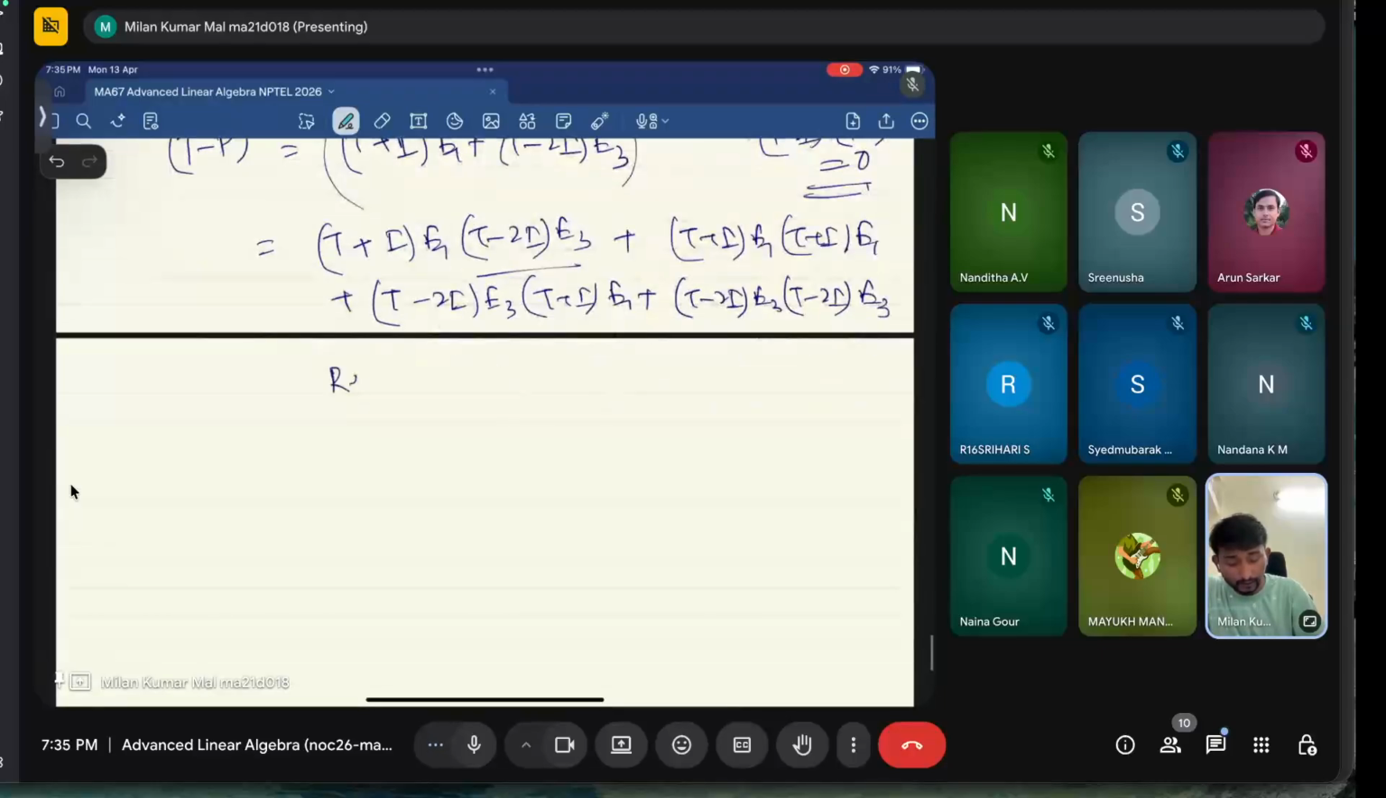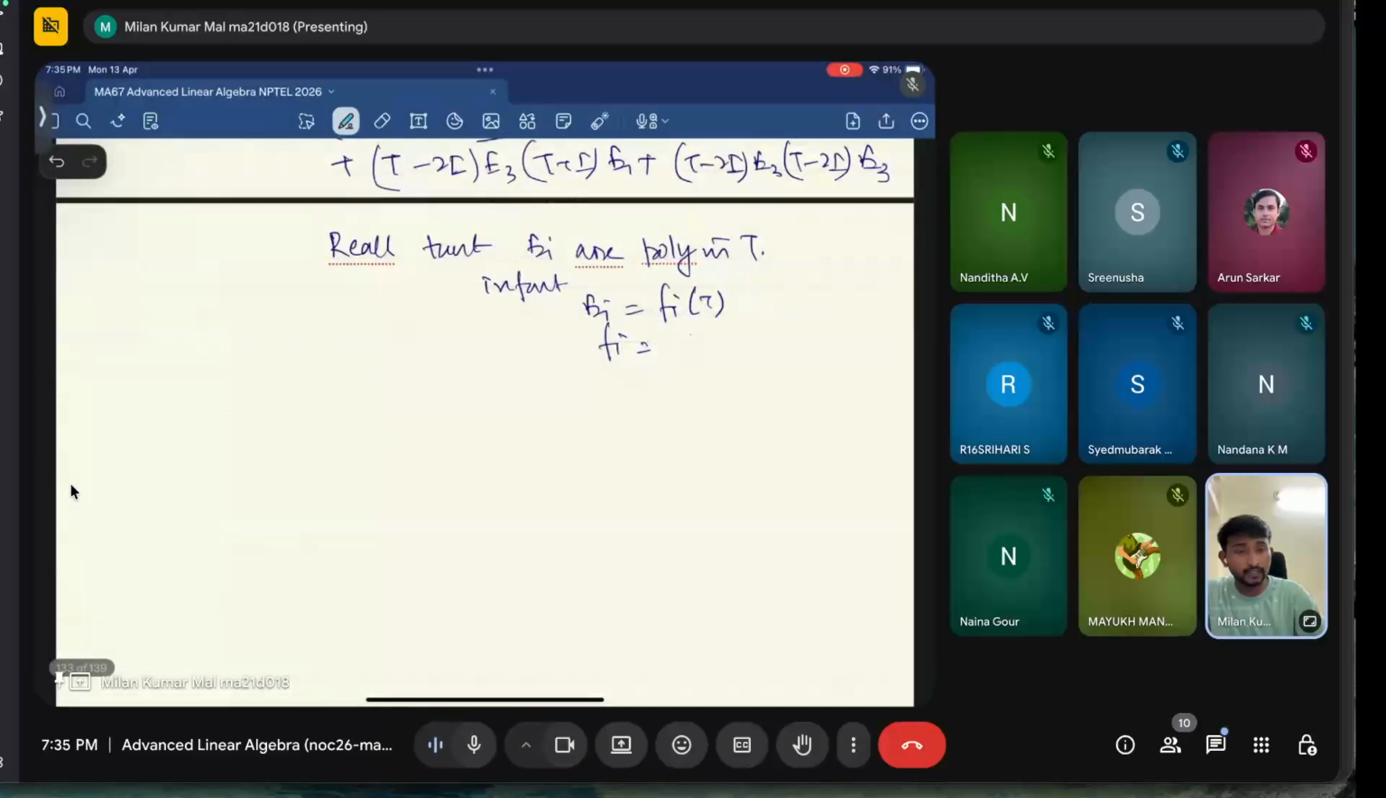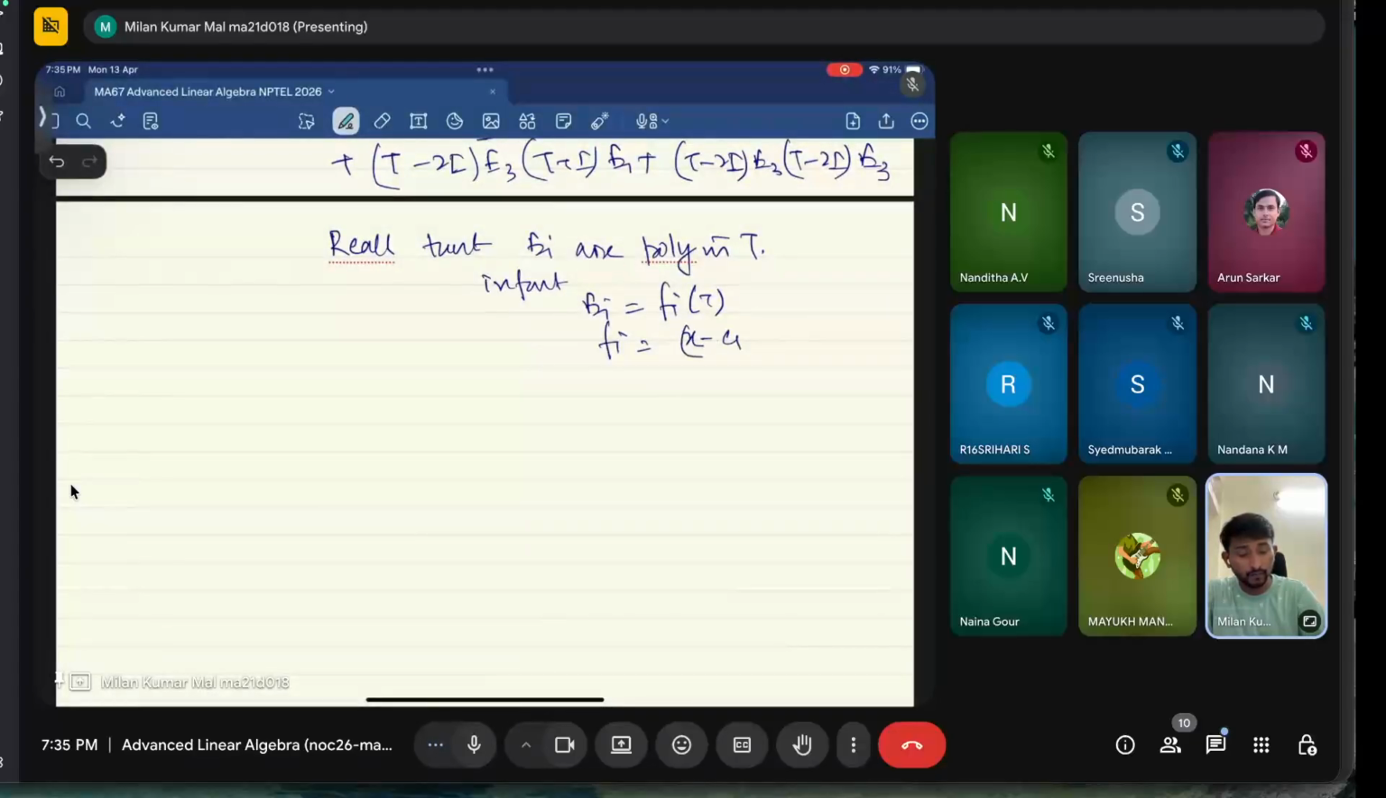Recall that these Ei are polynomials in T. In fact, Ei equals fi of T, where fi is, suppose the minimal polynomial is (x minus c1) squared, (x minus c2), something like that. In general, the minimal polynomial is (x minus c1) to the power m1, all the way to (x minus c_{k}) to the power m_{k}. Okay, let me write this clearly, so you can use this in another problem wherever needed.